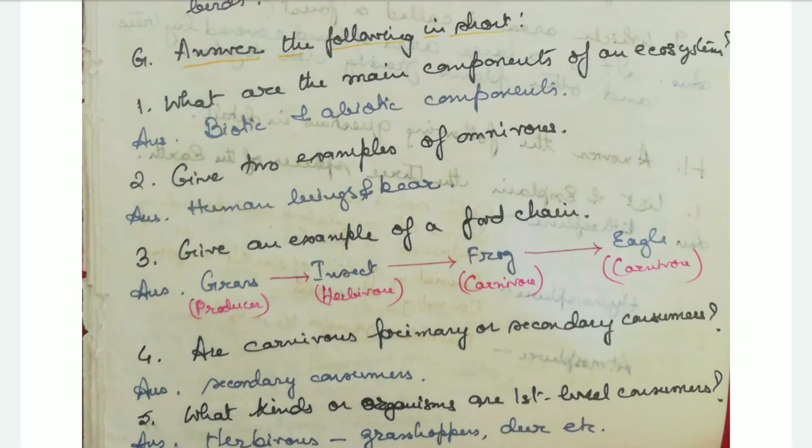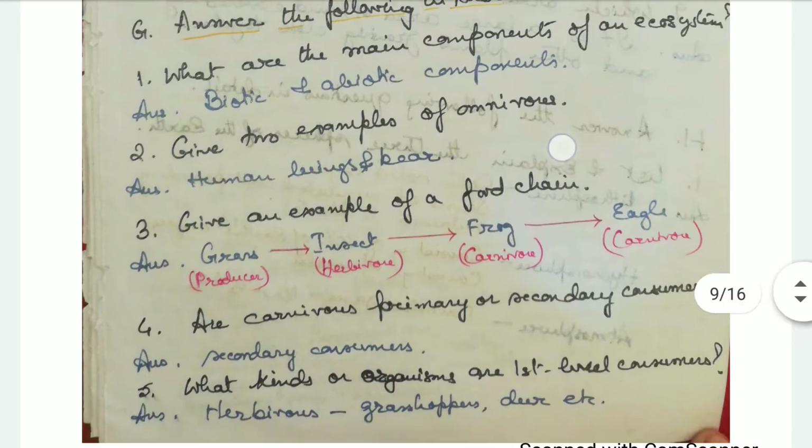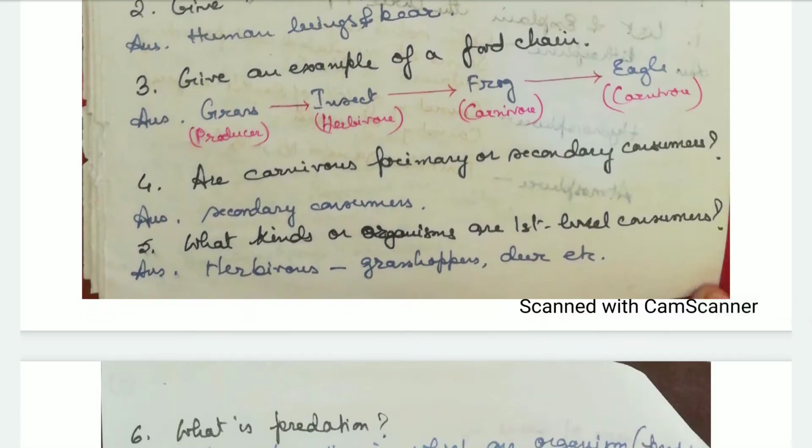Give two examples of omnivores: human beings and bear. Give an example of a food chain. See, in a food chain, first comes the producer, second the primary consumer, then the secondary consumer, then comes the tertiary consumer. This goes on in a food chain.